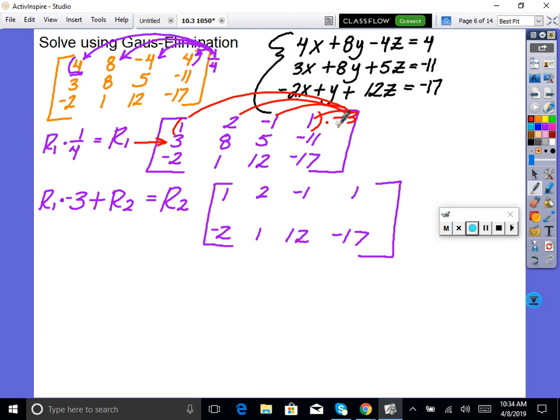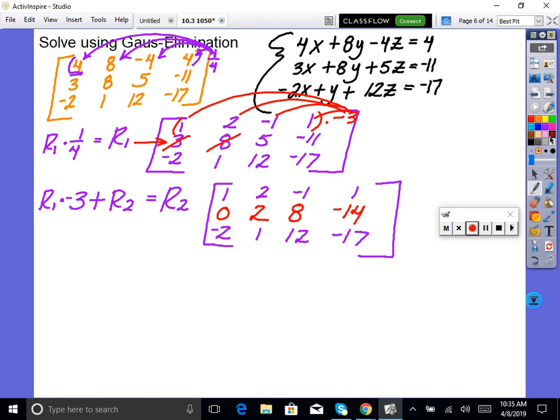Okay, so here we go. 1 times negative 3 is negative 3. Negative 3 plus 3 is 0. Negative 3 times 2 is negative 6. Negative 6 plus 8 is 2, right? Negative 1 times negative 3 is 3. 3 plus 5 is 8. Negative 3 times 1 is negative 3. Negative 3 minus 11 is negative 14.